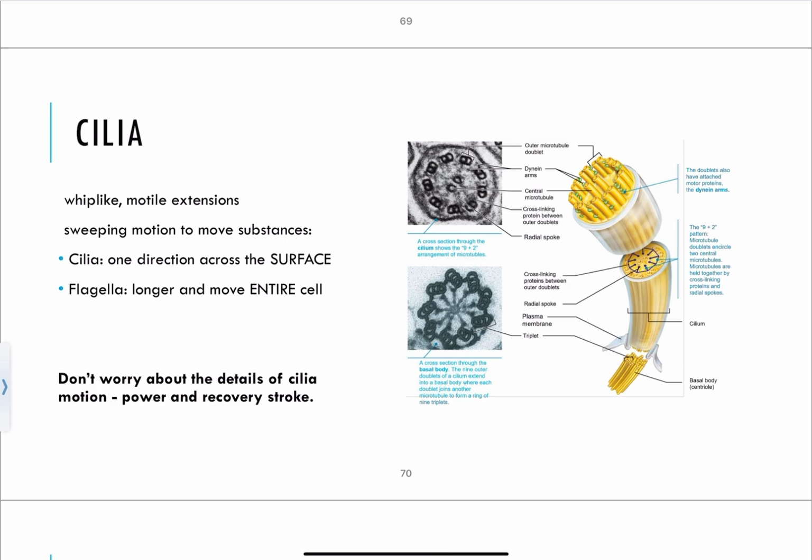As for humans, when we're talking about human anatomy and physiology, we only have one type of cell that actually has a flagella that's used to move the entire cell itself, and that would be a gamete. So a sperm cell does have a flagella on it. Again, don't worry about cilia motion as far as the power stroke or recovery stroke goes.